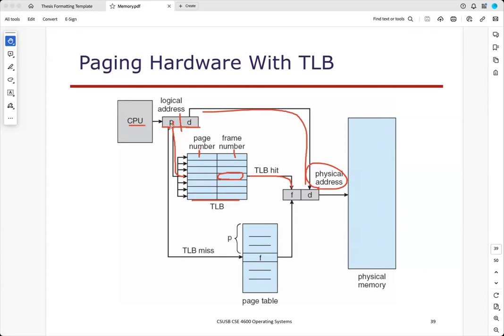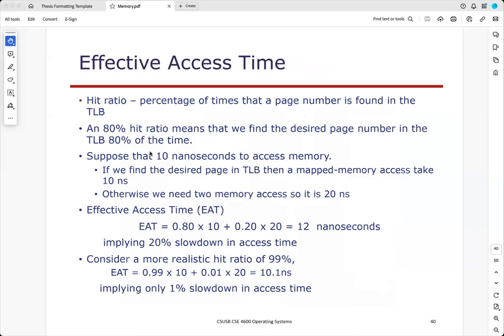If the page number is not in the TLB, there is a TLB miss, and the CPU accesses the page table in the main memory. The page number is used as an index for this page table. Extract the frame number from this page table entry, and then combine the frame number and page offset to get the physical address to access the physical memory. This is how the TLB works.